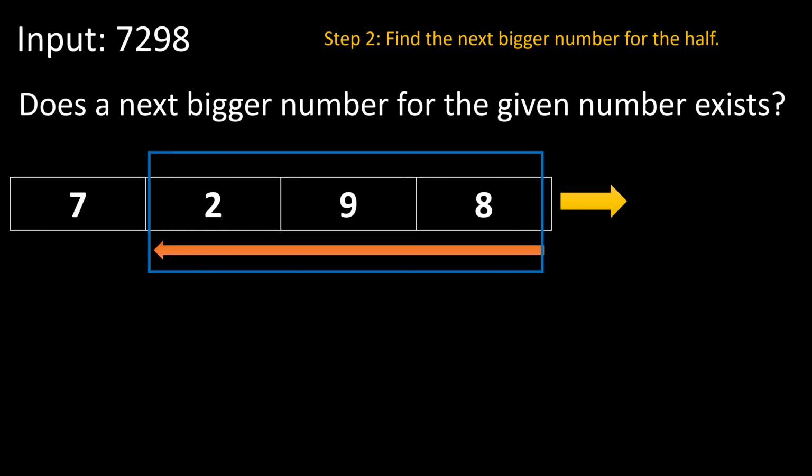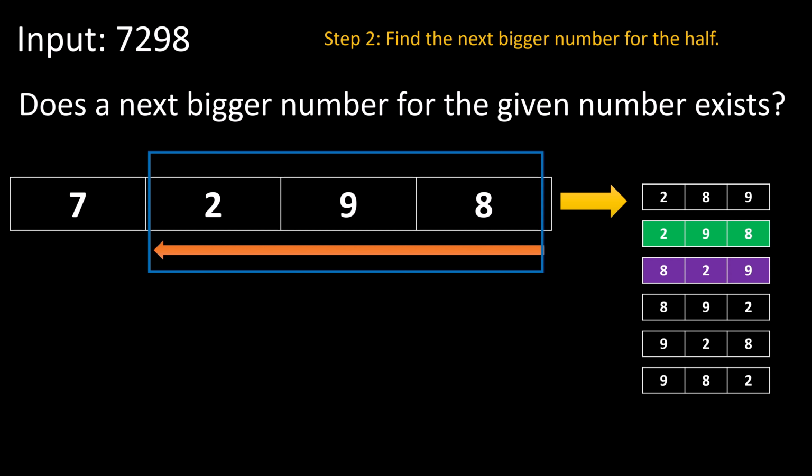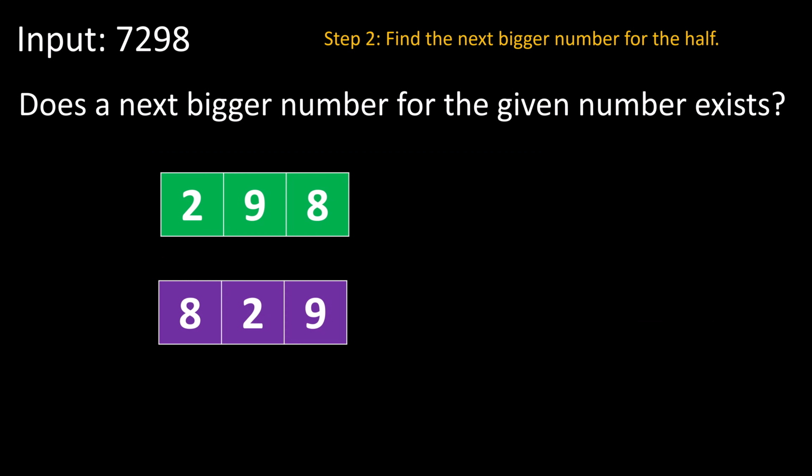Using the digits 298, what all values can we make? So here is the list of the values that we can make, in increasing order. We start with 289, we have 298, 829, 892, 928 and 982. You see that the smallest value is in increasing order from the start and the largest value is in decreasing order from the start. Currently, the value that we are on is 298. The next bigger value is 829. So how do we find out that the next greater number for 298 is 829?